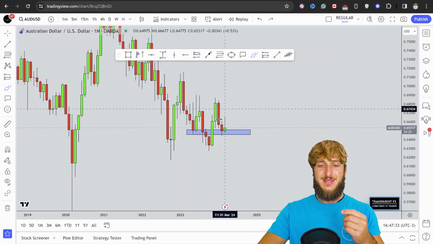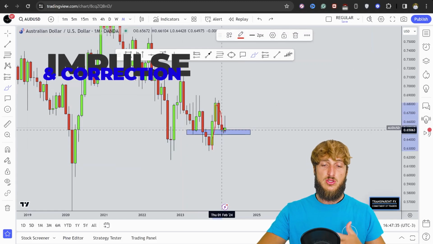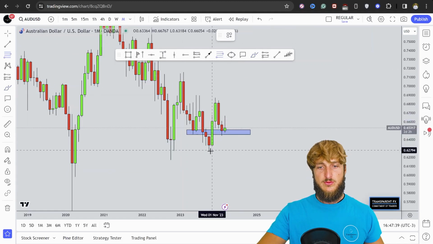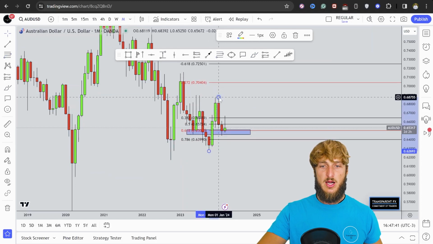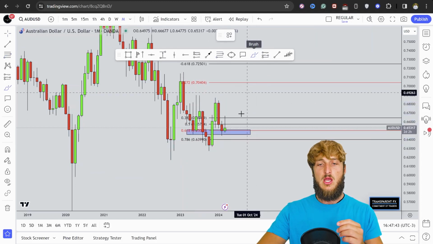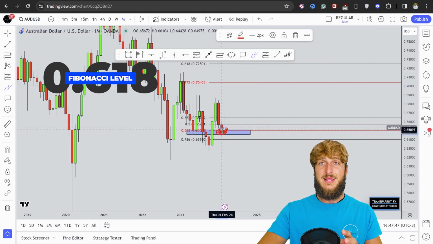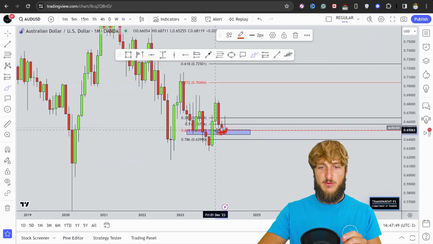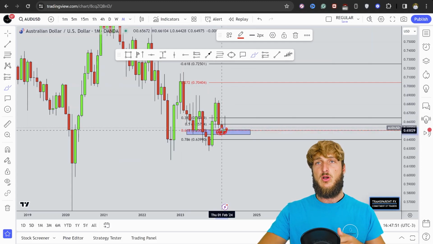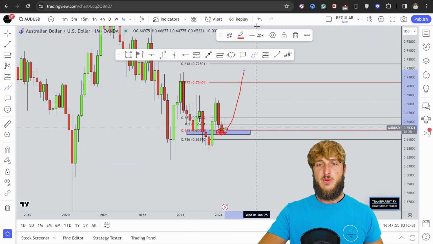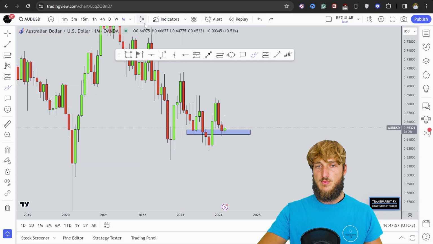We can also notice that since we have an impulse and correction, if we want to measure this correction after the impulse, we have to take our Fibonacci from the low to the high of the impulse leg. And if we do that, we can see how we have the 0.618 Fibonacci retracement lining up exactly with this previous level of support and demand, therefore creating a confluence of support and demand that we could in fact expect this market to want to reject to the upside.